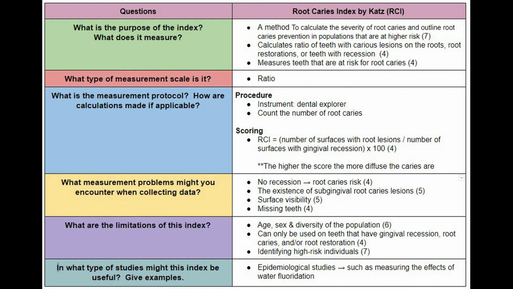This type of index is useful in epidemiological studies, such as measuring the effects of fluoridated water and the impact that it has on root caries.